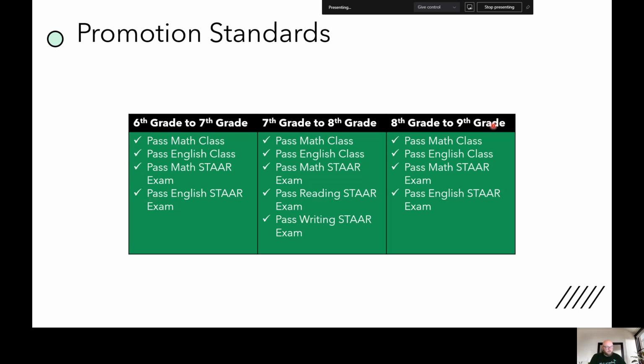Jumping over to 8th grade, very similar. Math class, English class must be passed. Those are 2. Math STAR, English STAR exams must be passed. That makes 4. So 6th and 8th grade have 4 requirements.